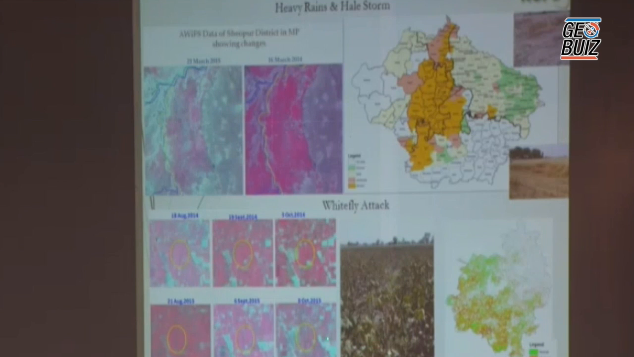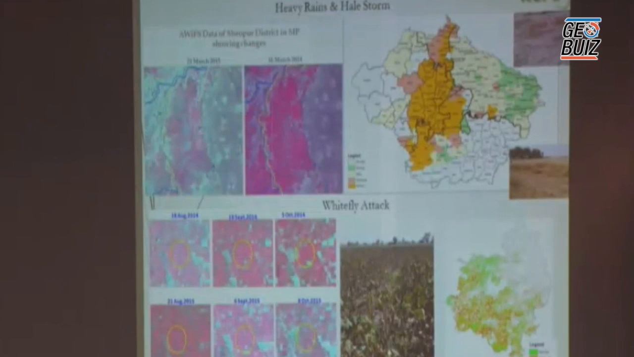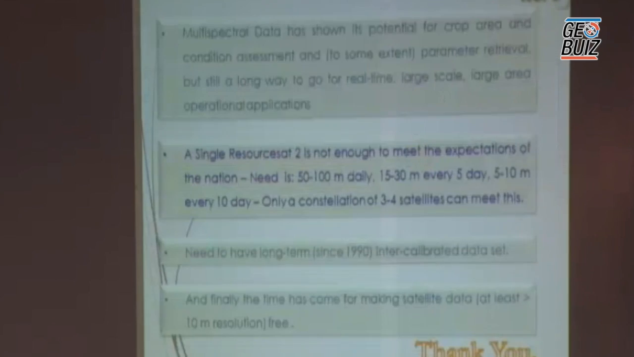Same thing we carried out for the whitefly attack of this year in Punjab and Haryana. Large-scale whitefly attack, which we can see from the differences between the previous year's image and this year's image. We could provide district-wise normal, moderate, and severe whitefly impact. These are in a nutshell what we are doing on multispectral data.